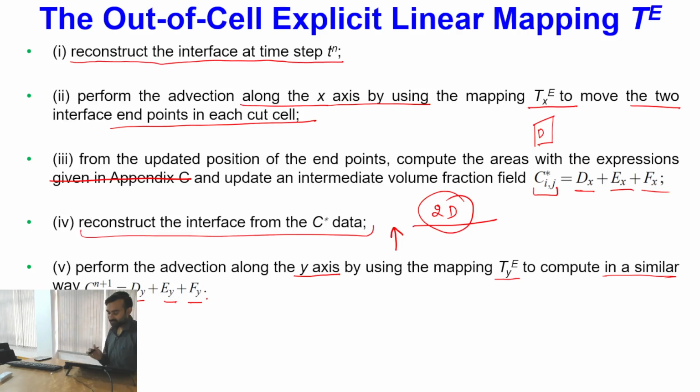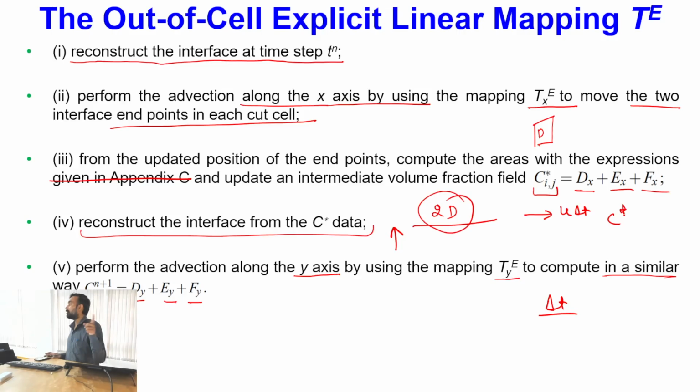So in a single time step delta t, we are actually operating two times. The first time we operate in the x direction through distance u delta t, and based on that, whatever new volume fractions we get, we only call these C star. We are not calling them Cn plus 1, because the final volume fraction should be the combined effect of the advection in the x and y directions. So based on C star, in between, we again reconstruct the interface, and then we advect in which direction? Y direction.